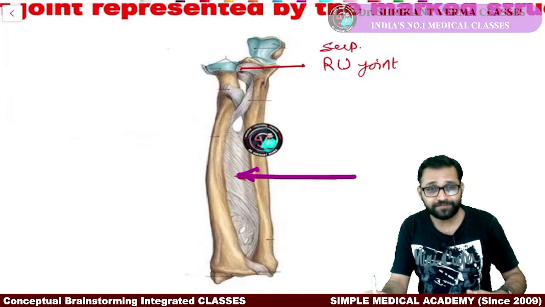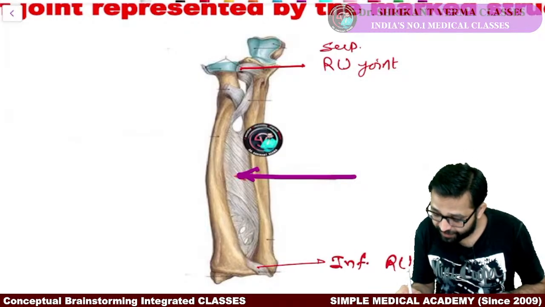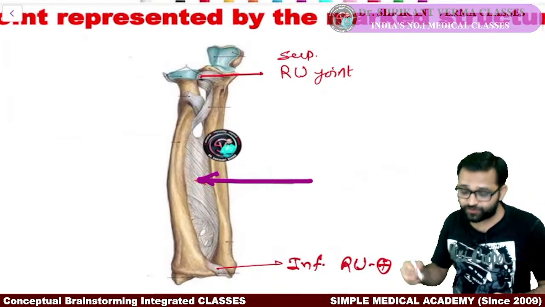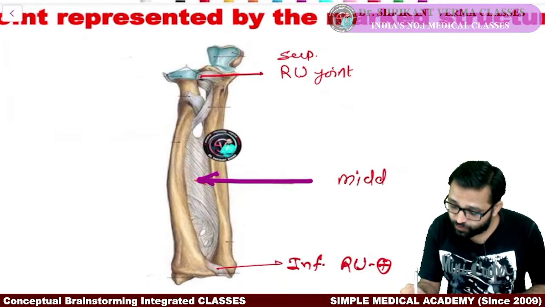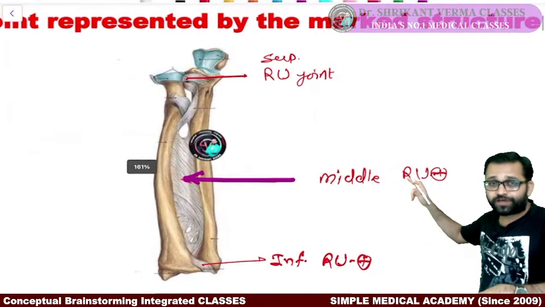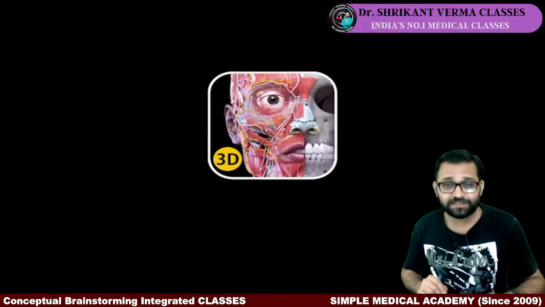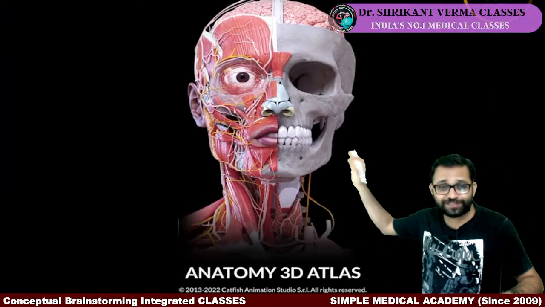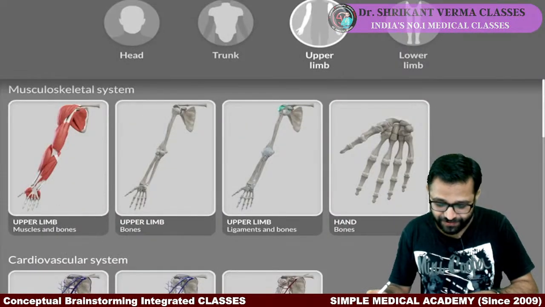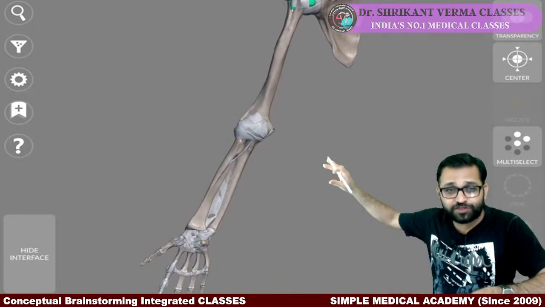Are you getting the point? And in the similar way, here you can see the inferior radio-ulnar joint. Agree everyone? This is the inferior radio-ulnar joint. So this will be your middle radio-ulnar joint. Okay, so there are the 3 radio-ulnar joint. Yes, try to catch these all the points from our 3-dimensional anatomy. See here, yes, we had seen our 3-dimensional model.